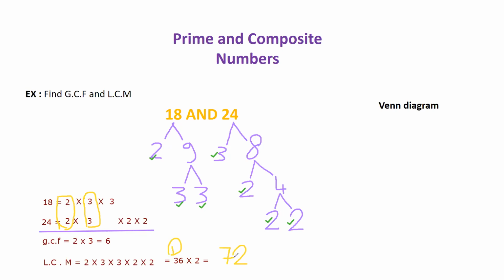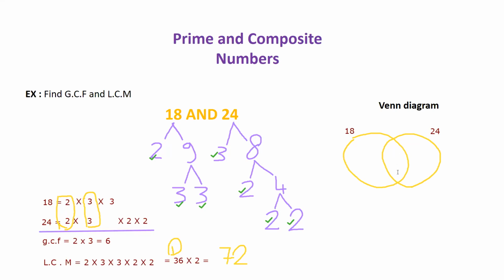This was the prime factorization, or how can I get the GCF and the LCM? After making them, how can we draw the Venn diagram for them? A Venn diagram means that we have two circles, a circle for each number, and there is an intersection between them. So the first number was 18, so put here 18. The second number is 24.